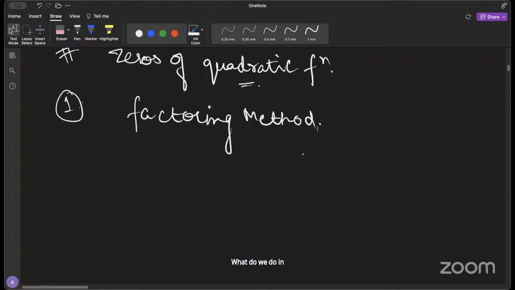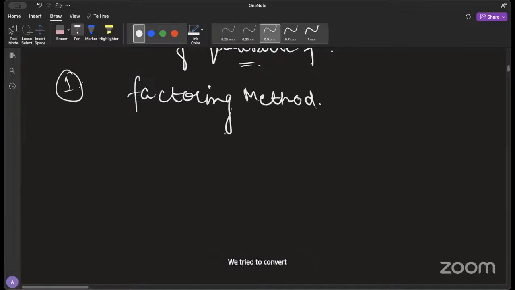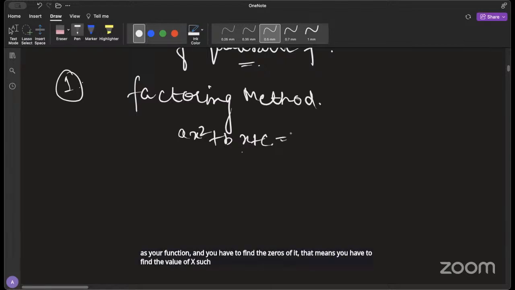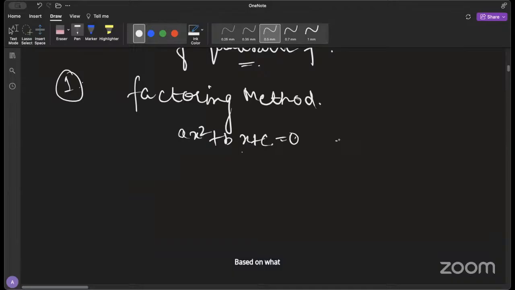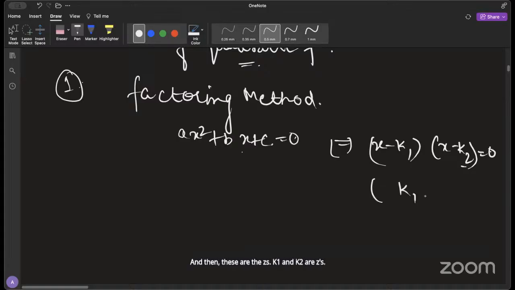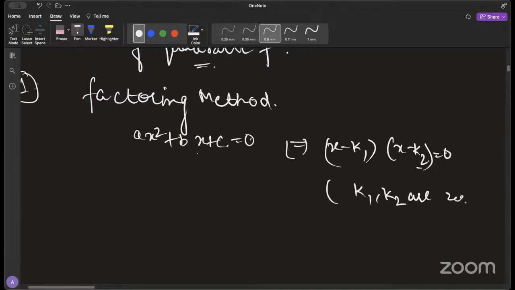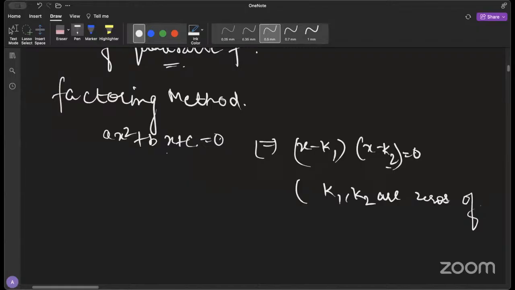What do we do in the factoring method? We try to convert it into factors. Let's say you have ax square plus bx plus c as your function, and you have to find the zeros of it. That means you have to find the value of x such that this thing becomes 0, right? What you do is you convert it into this form, (x minus k1)(x minus k2). Write it in this manner. And then these are the zeros. k1 and k2 are zeros. You can say roots of the quadratic equation.